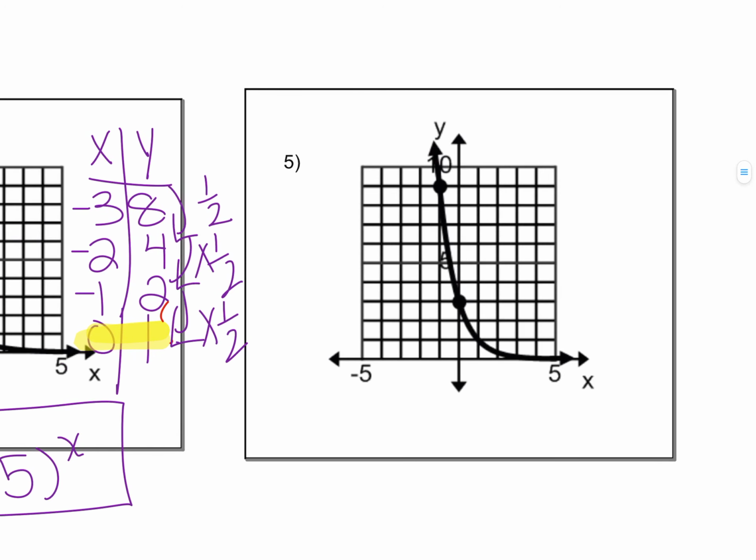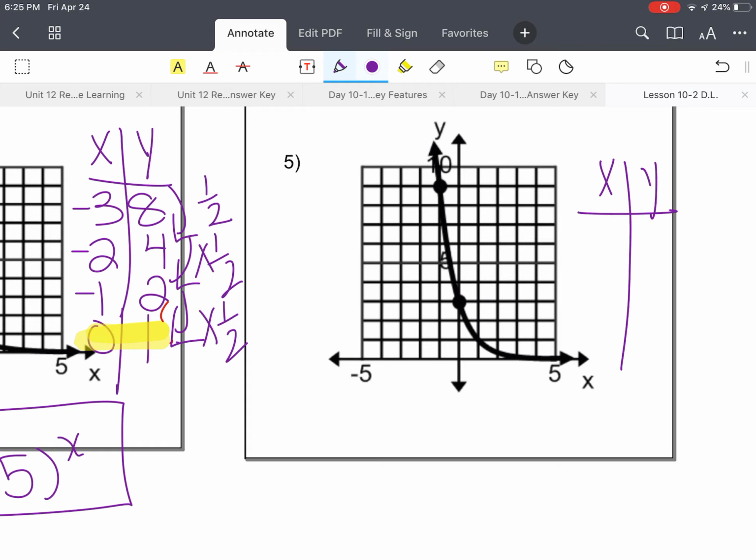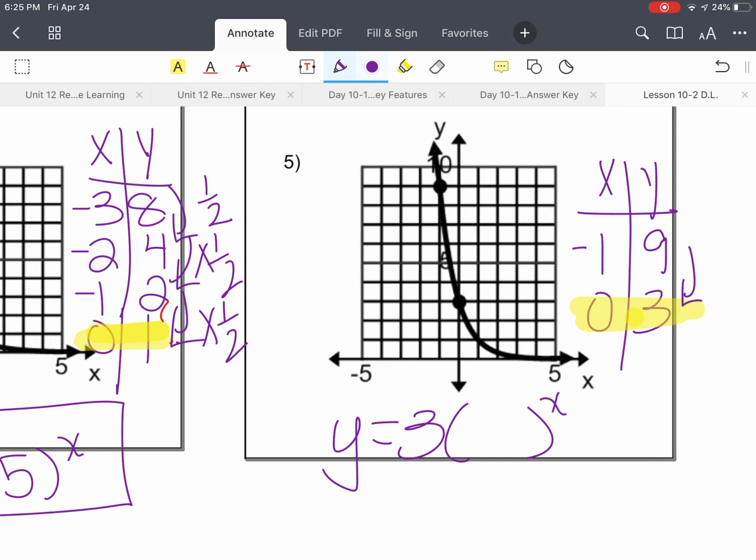Okay. Let's take a look at 5. Remember, we always want to get the points that we can, and we want to start at the left. So I want to look at first the -1, 9, and then 0, 3. Now I only have 2 points here, and that's okay. I can work from that. I do have the y-intercept, 0, 3. So when I write out my equation, I know it's going to start with 3, and then I have a parenthesis to the x.